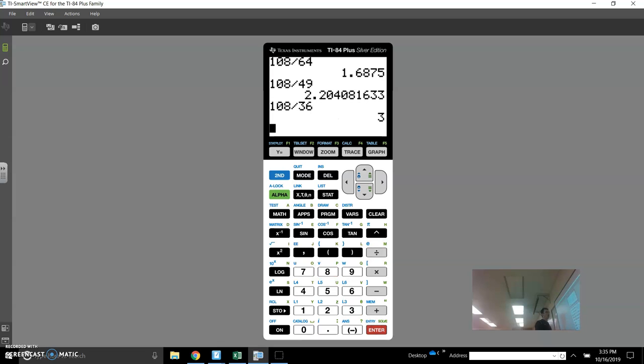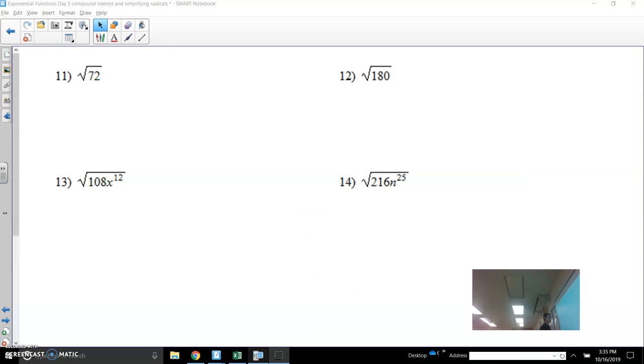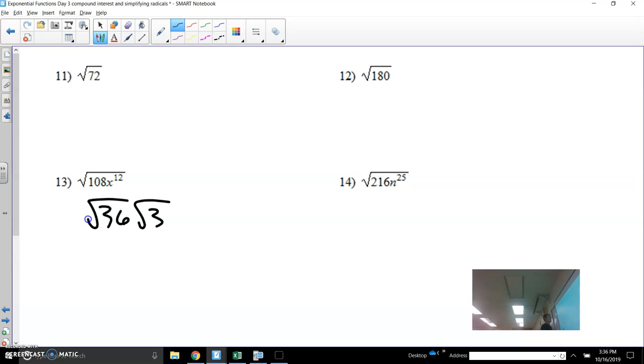And this was what I wanted, 36 times 3. 36 times 3 is 108. And 36 is obviously a perfect square that will simplify. So that is 36 times 3.